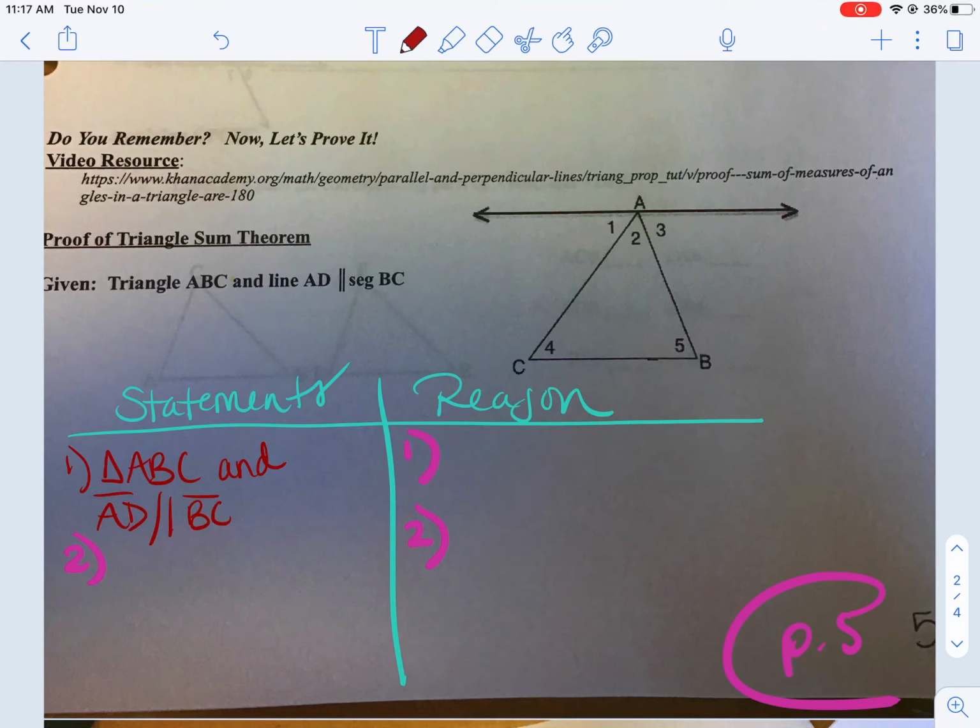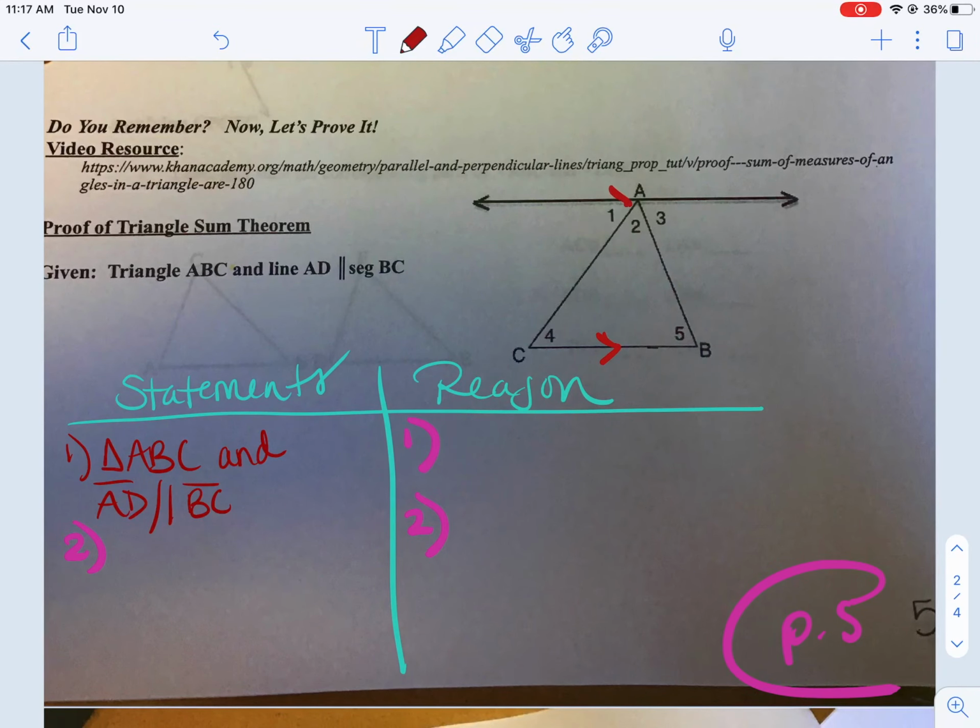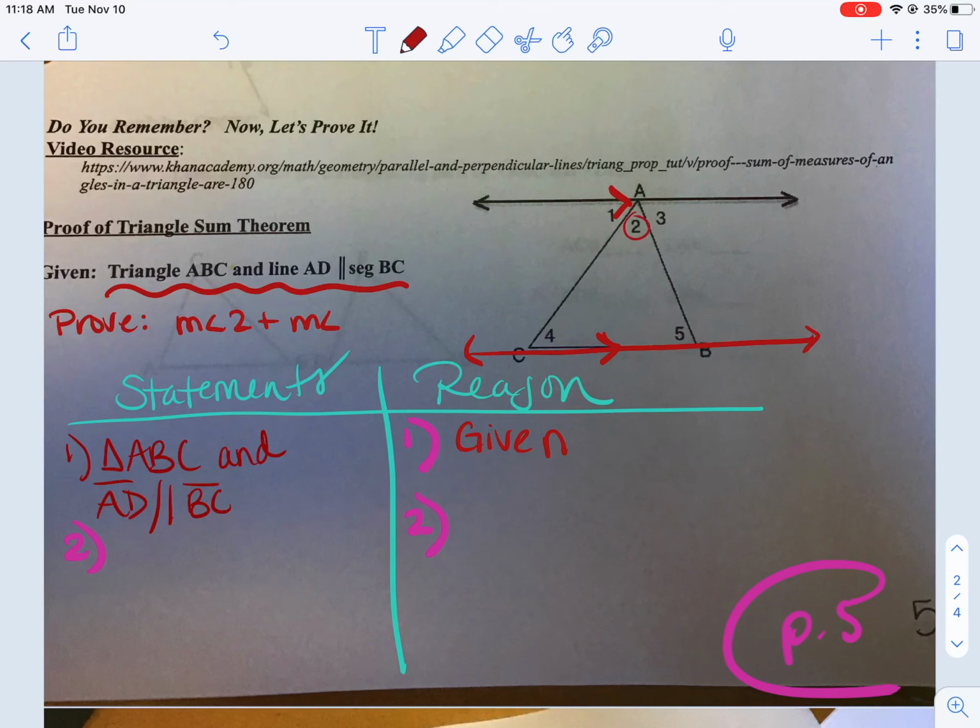And we're told we have triangle ABC, and we know these two lines are parallel. Okay, I'm just going to extend that a little bit. So this is a proof proving that all the angles in a triangle add up to 180. Our first step, we were given this. Remember, what we actually want to prove is that the measure of angle 2 plus the measure of angle 4 plus the measure of angle 5 is 180. So what we're going to have to do is think of a plan for that.